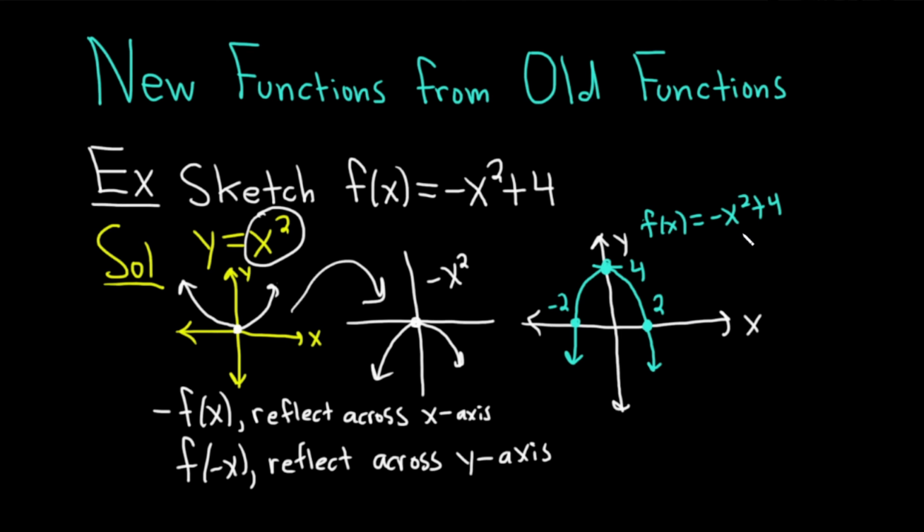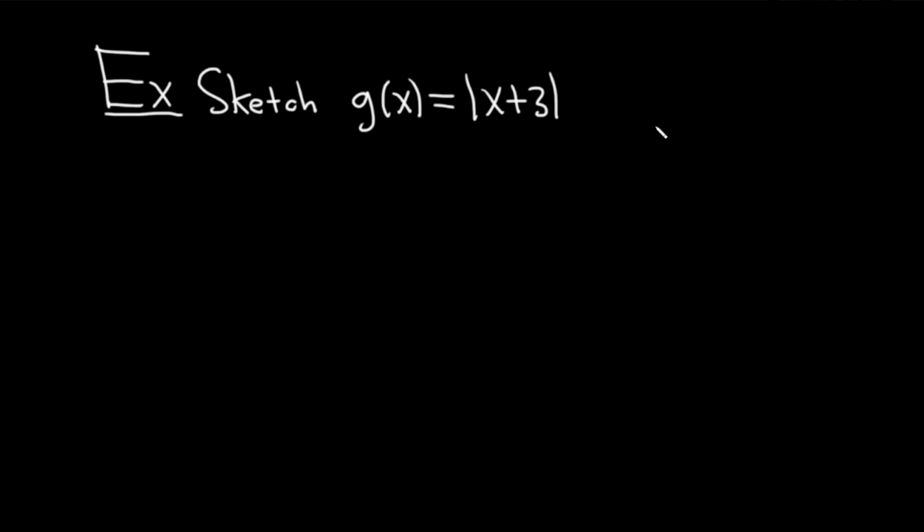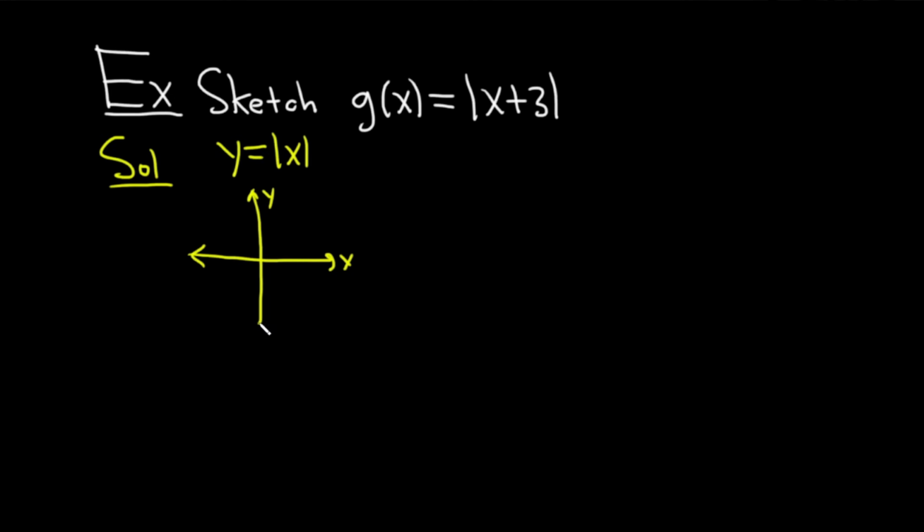Let's do another example. In this example, we are going to sketch g of x equals the absolute value of x plus 3. Solution. We're going to start with the graph of the absolute value function, which is y equals the absolute value of x. Here's the y-axis, here's the x-axis. This graph has a really interesting shape. It's basically just a V that looks like this. So the absolute value function looks like a V.